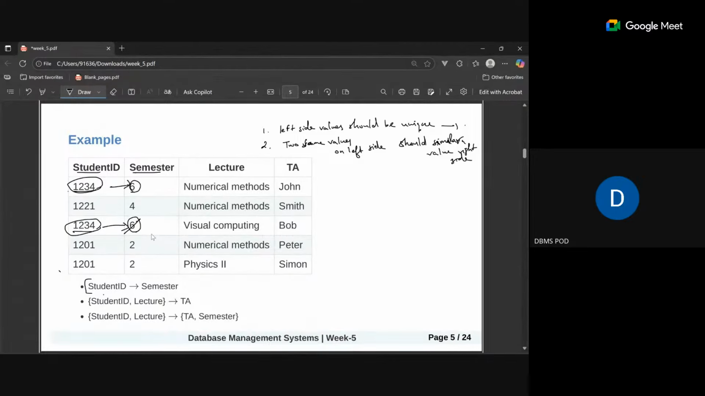So, any doubts in functional dependency? I hope I explained in as simple a manner as I can. Yeah, no, sir. Clear, sir. This is like we read function in 12th. Okay.